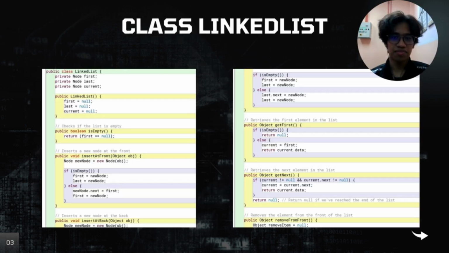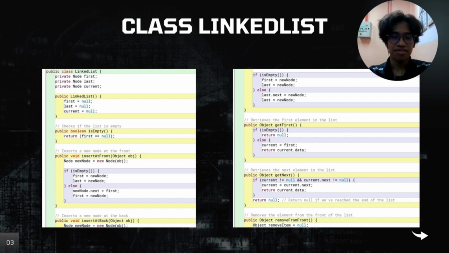I'm going to explain about our classes, starting with the linked list. Our linked list consists of node first, node last, and node current. And then we use a method isEmpty to check if the list is empty.